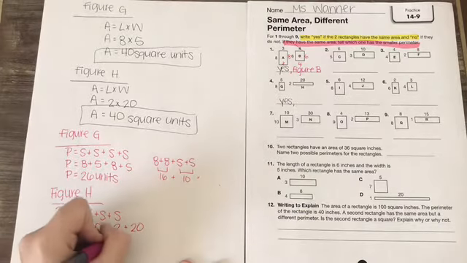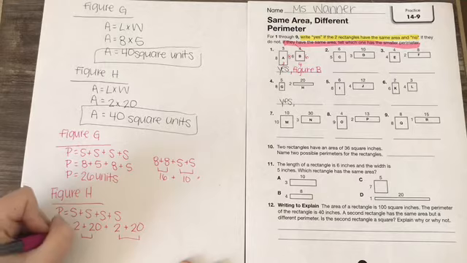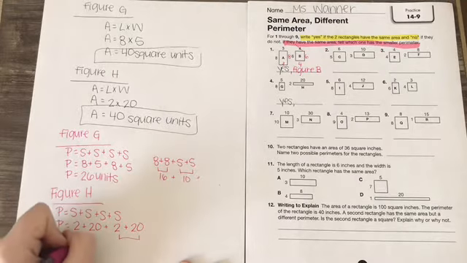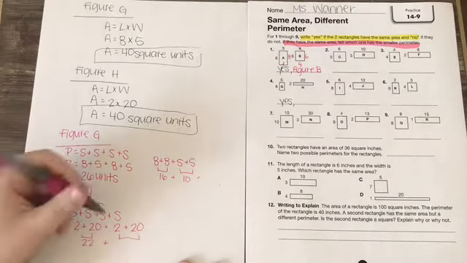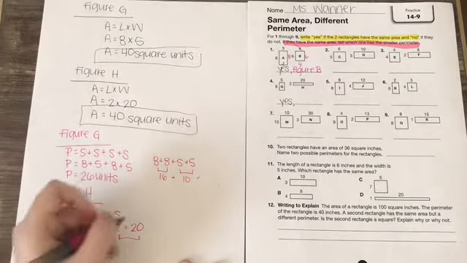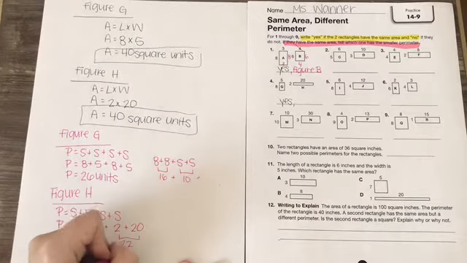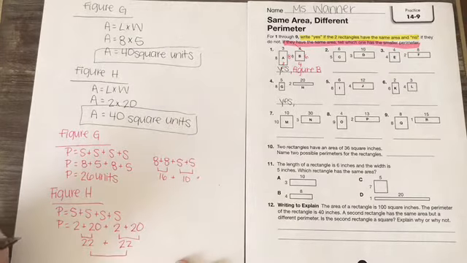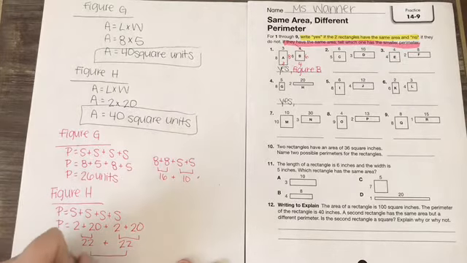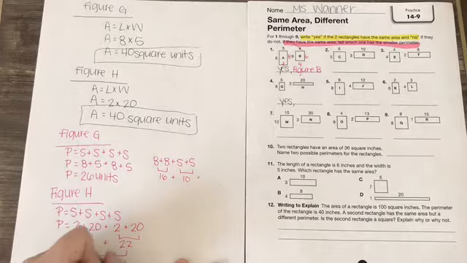All right, and now we need to add. What is 20 plus 2? All right, 22. And then what is 20 plus 2? 22 again. Now we need to add 22 plus 22. And what is that? Exactly, that's 44. So our perimeter equals 44. Good, I'm glad you said units.